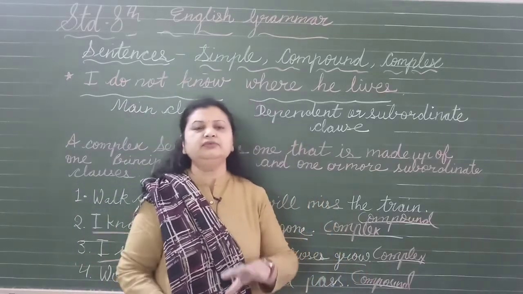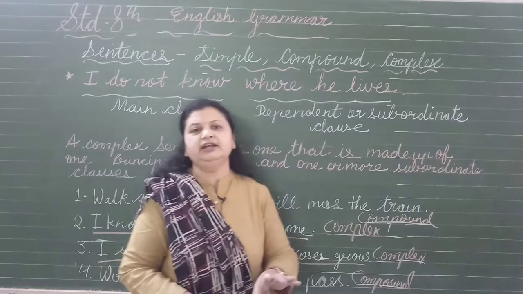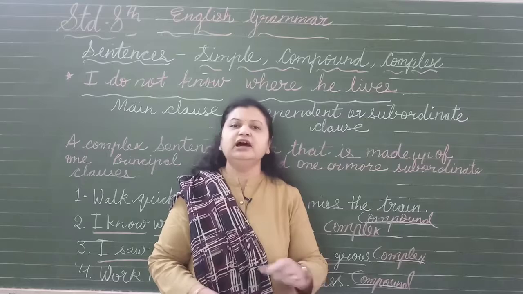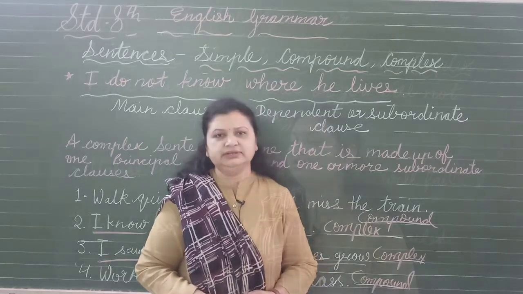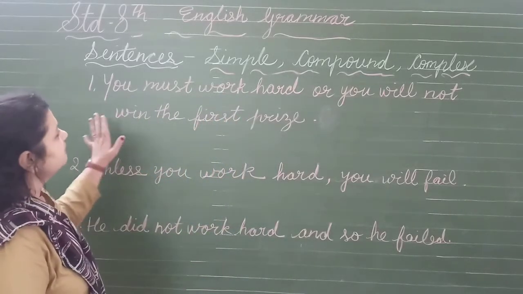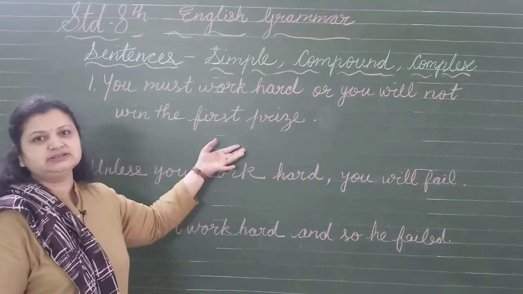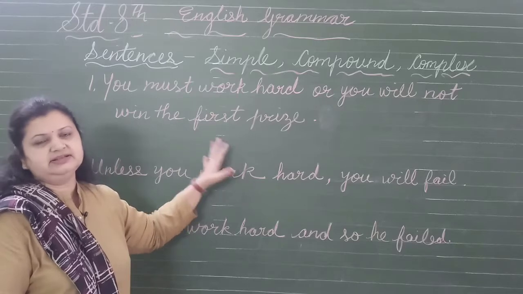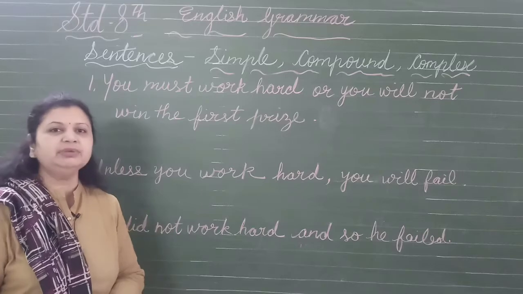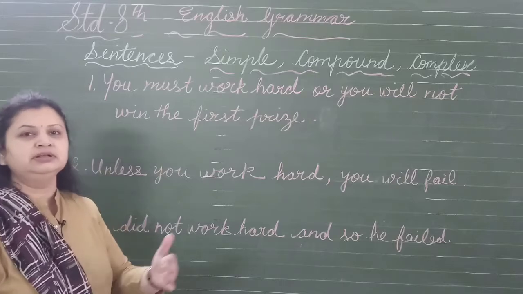Fine. Now with three examples I will explain, if sentences are given and somebody asks you to change the sentence into compound or complex, how will you do it? Let's have a look at those examples. Here I have written three examples. The first one is, you must work hard or you will not win the first prize. This is a compound sentence that you have to change into a simple sentence, and you remember that a simple sentence has only one subject and one finite verb.